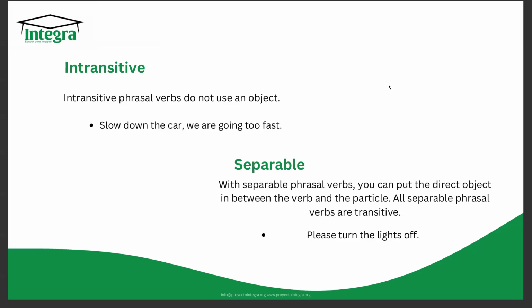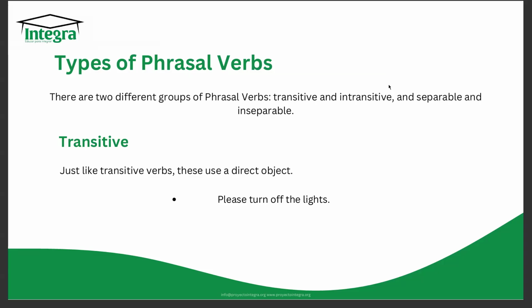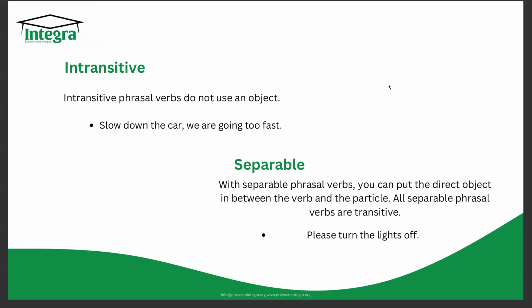Then we have the other type in this category, which is intransitive, which is the exact opposite of the transitive. And as it is with intransitive verbs, you do not use an object. You can use it, but it's not needed. It's not in the way that transitive phrasal verbs needed. Like I said, please turn off makes no sense. In here, you can choose to use it or not use it.